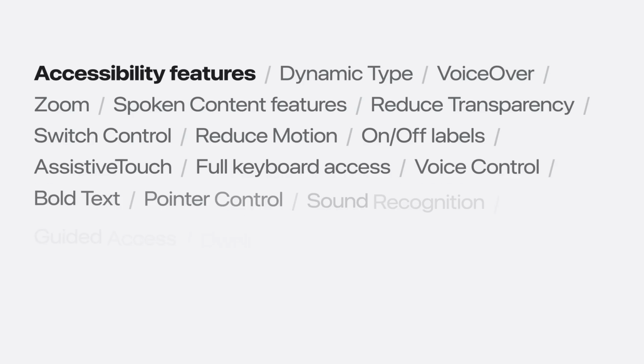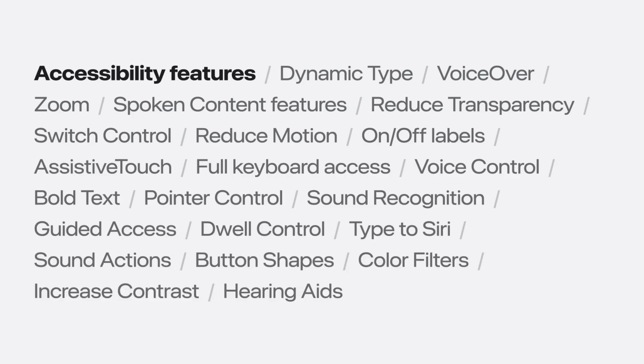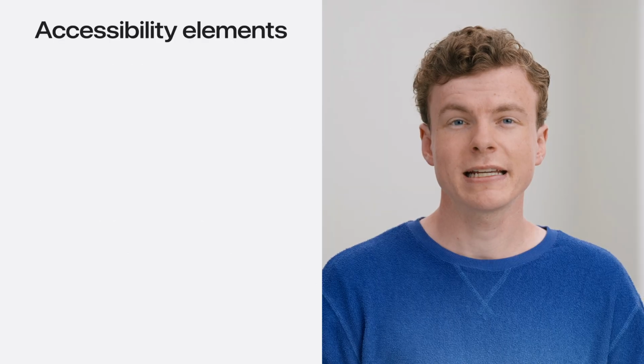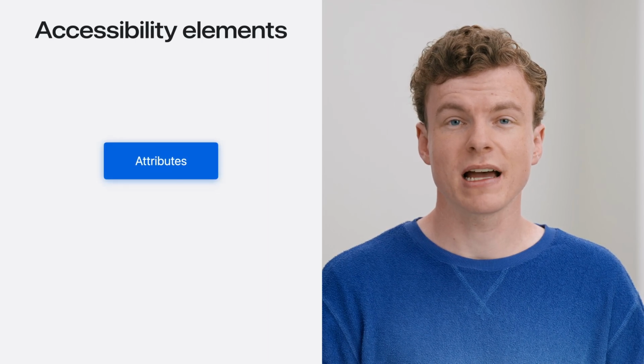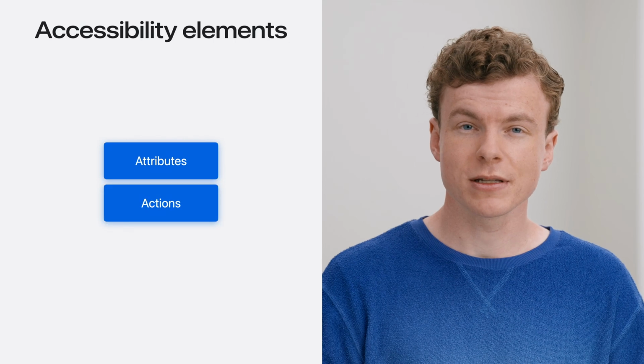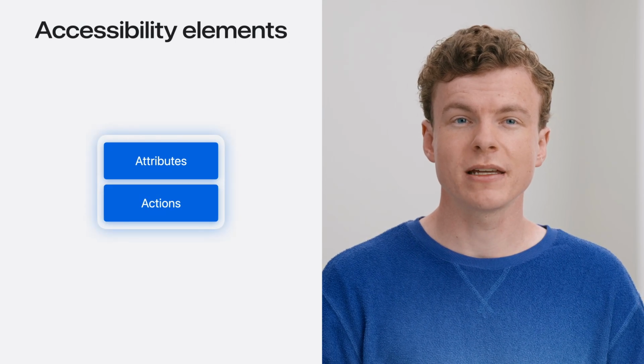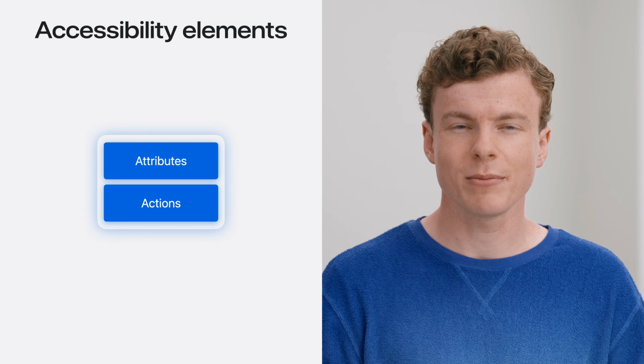SwiftUI creates accessibility elements as one of its primary outputs. Accessibility elements are the fundamental building block that accessibility technologies like VoiceOver, Voice Control, and Switch Control use to present and interact with content in your app. An accessibility element represents one or more views and provides attributes to describe the contents of a view, and actions, which expose how a view can be interacted with, from taps to complex gestures.